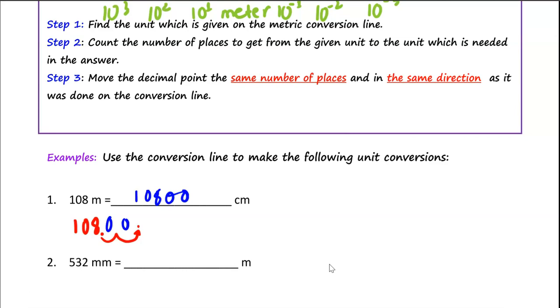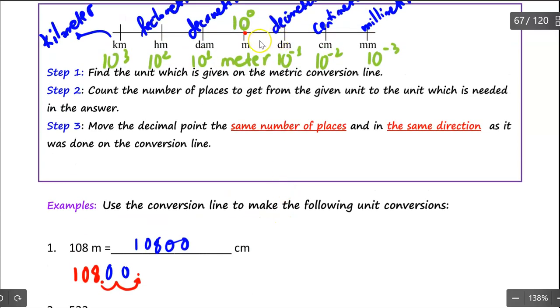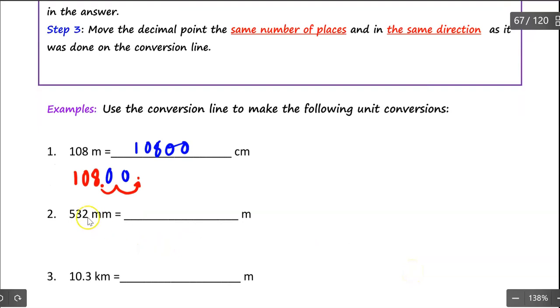Okay, so now you see that you are going to centimeters. That means from the meter you are moving your decimal point to the right of this meter. It's the same thing here. You are going to locate the decimal point and you are going to move 2 spaces to the right of this meter. Okay, so now we get into example number 2, 532 millimeter.